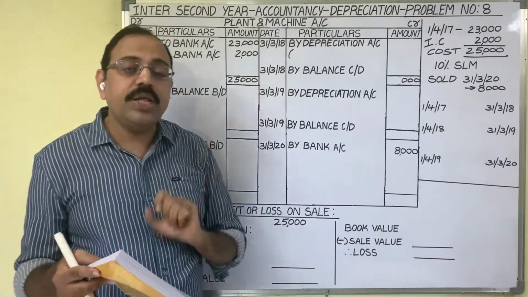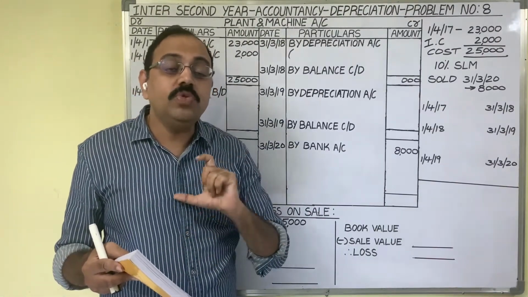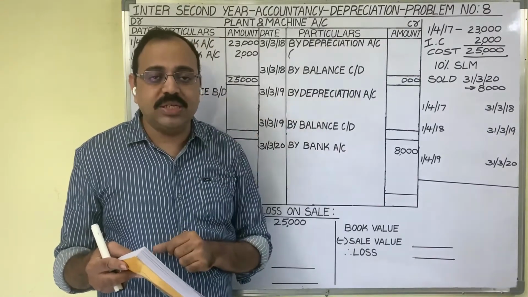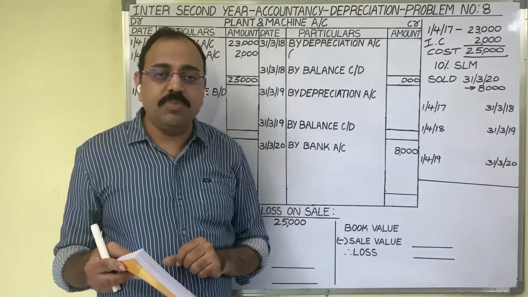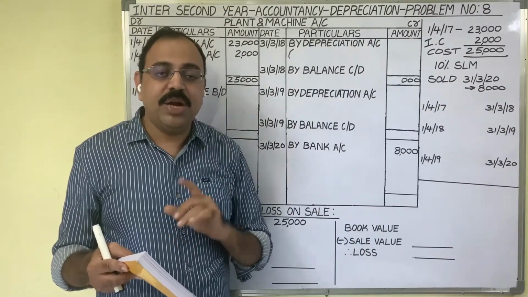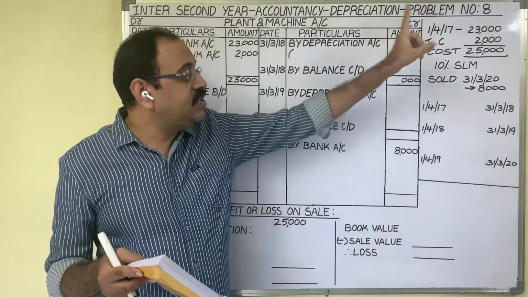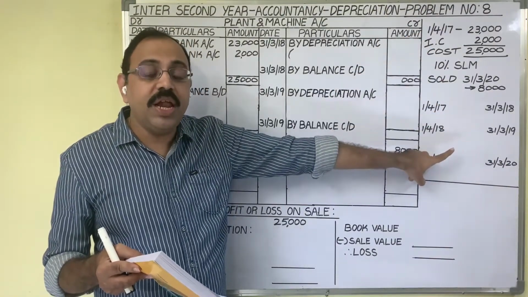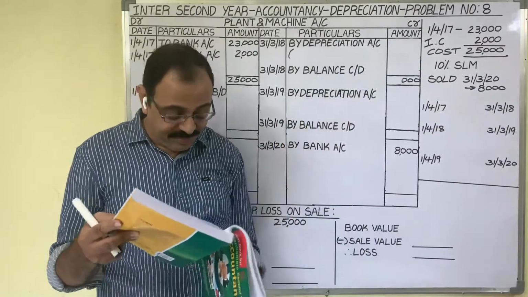What is the new point in this problem? The firm sold that asset after using it for some years. In previous problems, the firm used to purchase an additional asset. But in this problem, there is one asset. After using that asset for some period, they sold it.